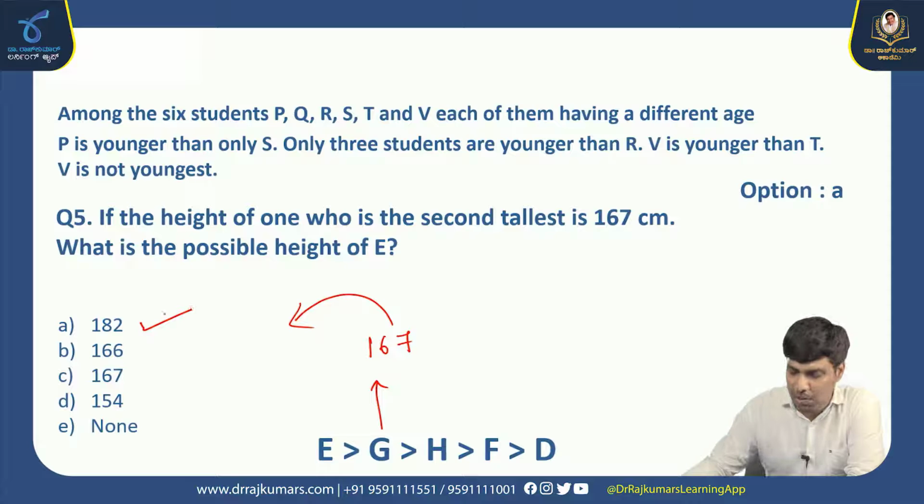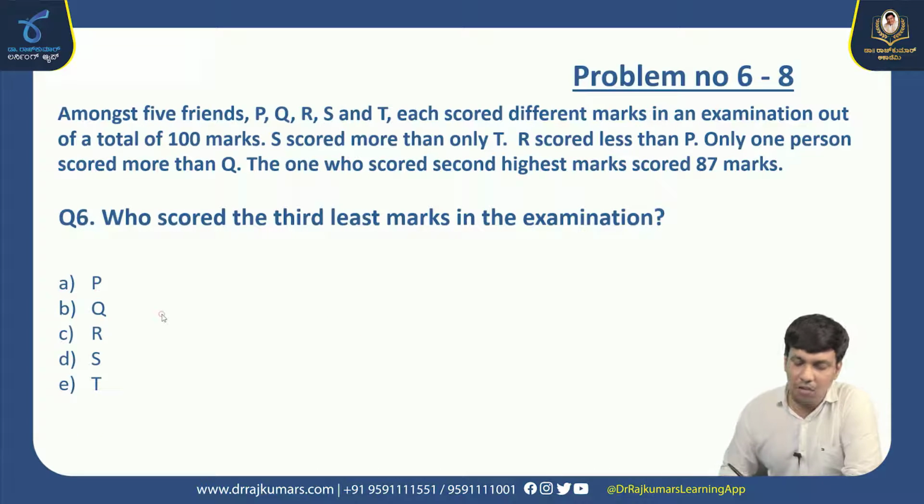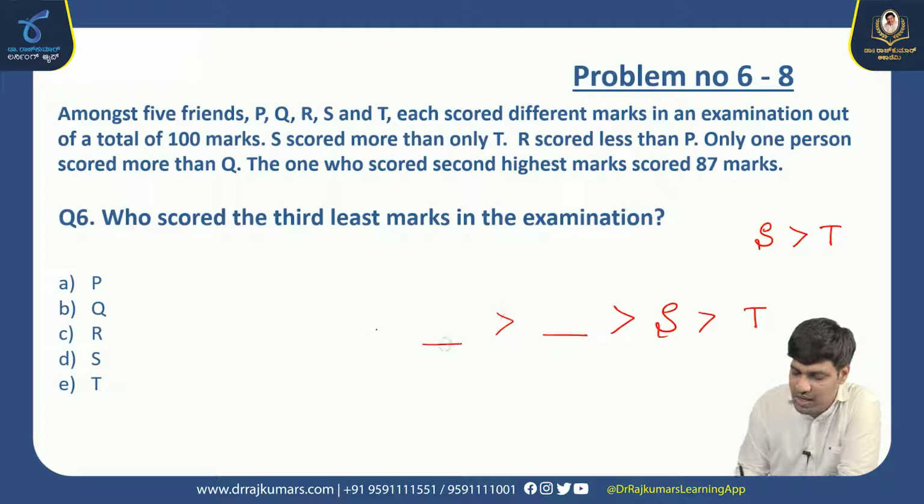Coming to our next problem. Among 5 friends P, Q, R, S, T, each scored different marks in an examination out of total 100 marks. S scored more than only T. R scored less than P. Behind S, we still have 3 more persons. R scored less when compared to P.